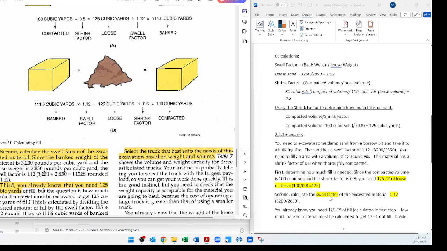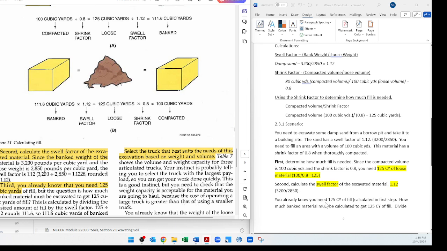The next thing you do is calculate the swell factor. We've already done that. It's 1.12, and we did it right here. 3,200 divided by 2850. So that we calculate the swell factor of the excavated material. We did that, 1.12. You already know you need 125 cubic yards of fill or loose. That was calculated in the first step. How much banked material? Now we're wanting to know how much undisturbed or banked material must be calculated to get that 125 cubic yards of fill.